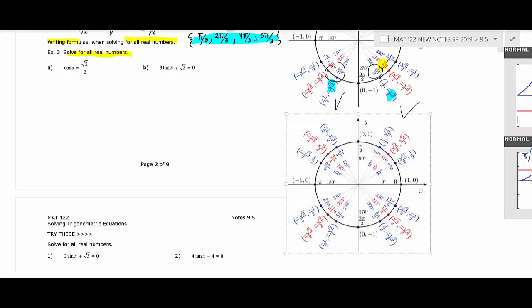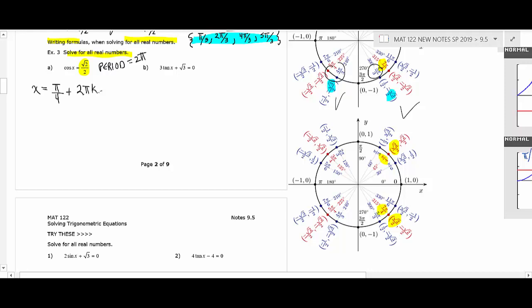So what we would do on these two problems, we would just do this and interpret it like this. First of all, this is already isolated. So we just look where cosine of x is square root of 2 over 2. Okay, so one place is pi over 4. The other place where the cosine is root 2 over 2 is 7 pi over 4. So when we write the answer, we write it like this. We just say x is pi over 4, but remember the period of a cosine is 2 pi. So we say plus 2 pi k, where k is an integer, and that would be a formula for that.